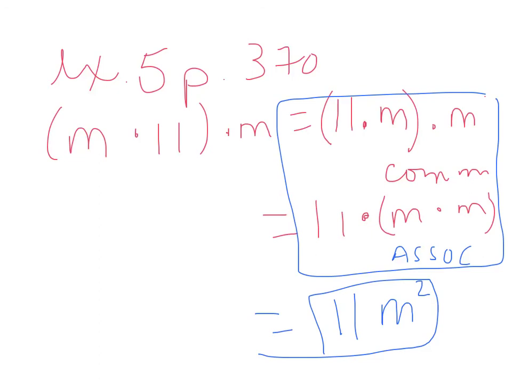Okay, and so you're just looking for changes. Are the numbers flipping, or the terms flipping, or the parentheses flipping? If it's terms or numbers, it's commutative. If it is parentheses, it is associative. Make sure you pay attention.